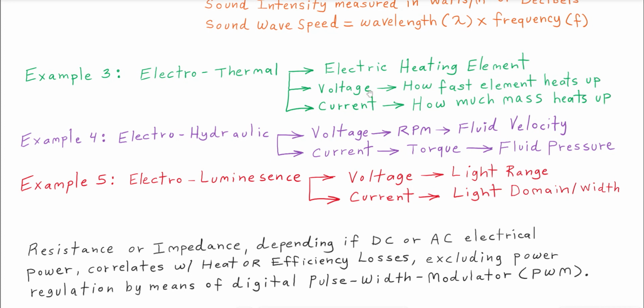So if you have a high voltage heating element, it's going to heat up relatively faster than a low voltage heating element, and the current is again the mass of the heating element and whatever it's heating. So if it's a high current, then it's going to be able to increase the temperature of a much larger mass.